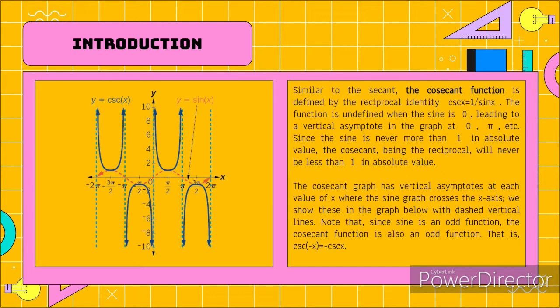The function is undefined when the sine is 0, leading to a vertical asymptote in the graph at 0, pi, and so on. Since the sine is never more than 1 in absolute value, the cosecant, being the reciprocal, will never be less than 1 in absolute value. The cosecant graph has vertical asymptotes at each value of x where the sine graph crosses the x-axis. We show this in the graph below with dashed vertical lines. Note that since sine is an odd function, the cosecant function is also an odd function.